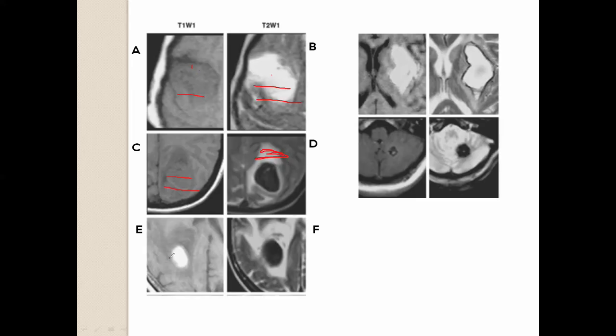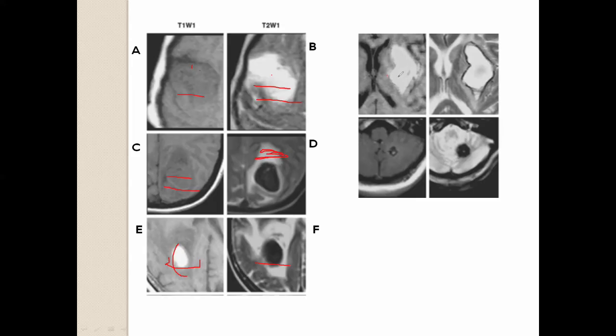What about E? So the next one is bright on T1 and dark on T2. So it's early subacute stage. Yes, now it is in the subacute phase. Whenever the bleed gets brighter, now we are into the subacute phase. On T1, it is hyperintense, whereas hypointense on T2 images. It lasts from the third day till the seventh day.